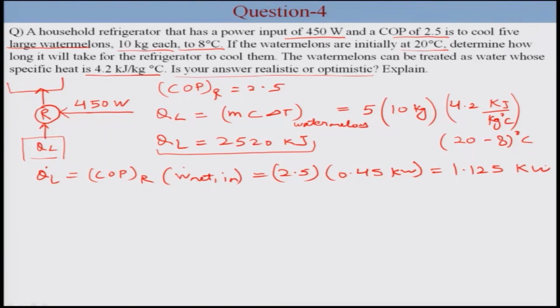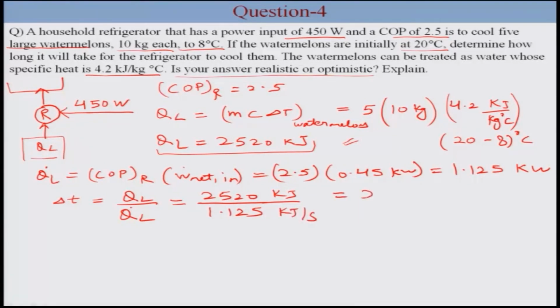From this we can calculate the time needed to remove this Q L amount of heat. So time will be the total heat which is to be removed divided by the rate of heat removal. So 2520 divided by 1.125, where this is in kilojoules and this is kilojoule per second. So it gives 2240 seconds or 37.3 minutes.